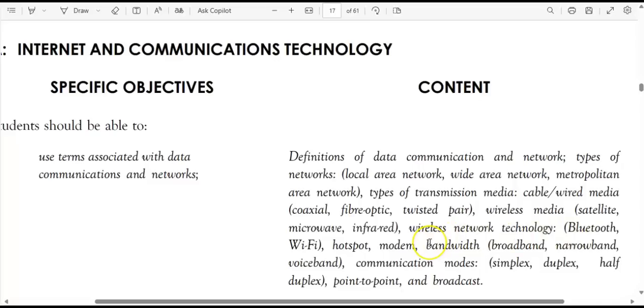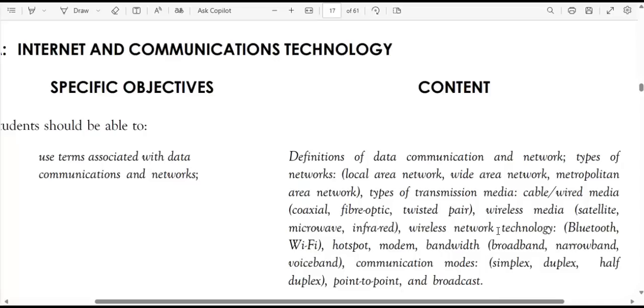Now, we're going to explain Wi-Fi, which is another example of wireless network technology. Wi-Fi technology provides high-speed internet and network access within a local area like homes, cafes, or offices. Common uses of Wi-Fi: connecting laptops, smartphones, and smart devices to the internet without cables.